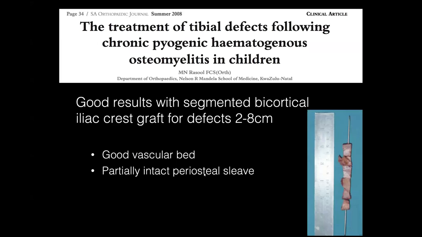So, conventional techniques. This was done just down the road from us in Durban. These authors showed good results with a segmental bicortical iliac crest graft for defects up to 8 centimeters. And you can see that it looks like a kebab there, iliac crest squared and threaded through with a K-wire. This, however, is only when there's a good vascular bed and at least a partially intact periosteal sleeve.